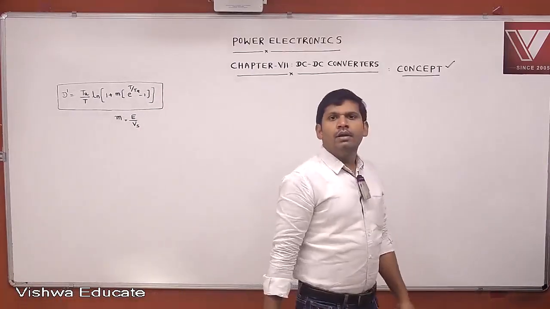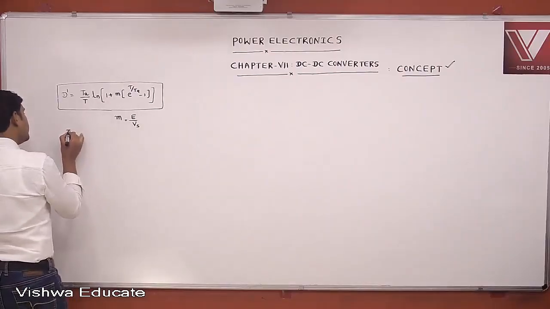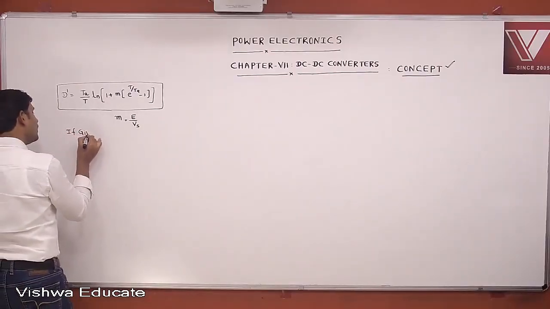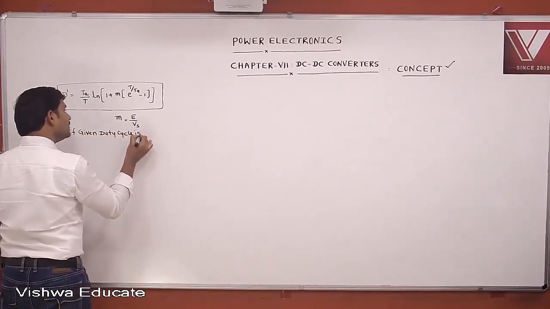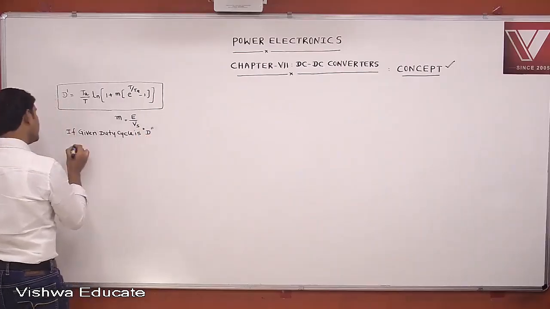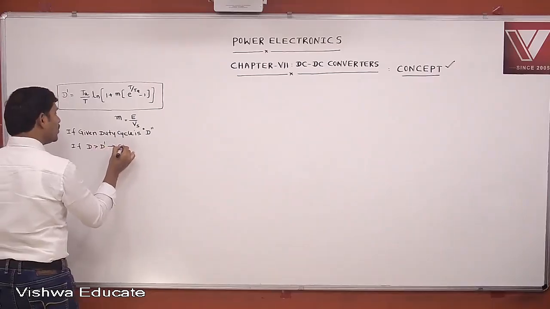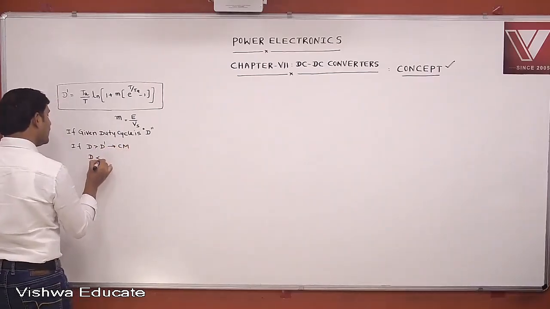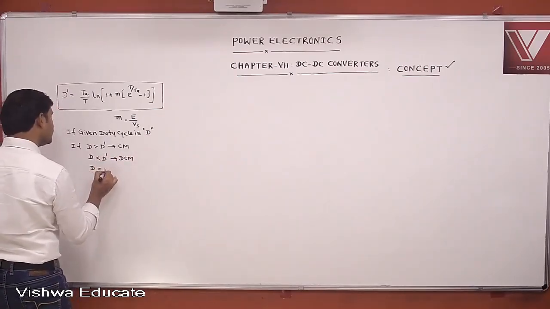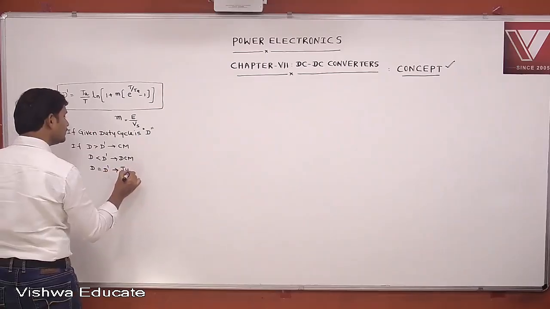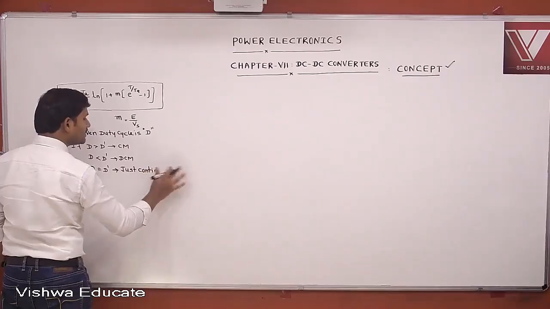Okay, and I gave, if the given duty cycle is D, then based on this, if D is greater than D dash, then which mode is it? Continuous mode. If D is less than D dash, it is discontinuous mode. If D equals D dash, this is just continuous, this is at the boundary. These observations I gave in the last session.